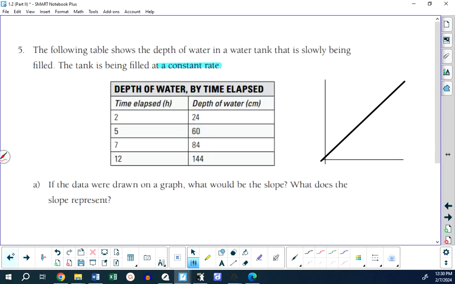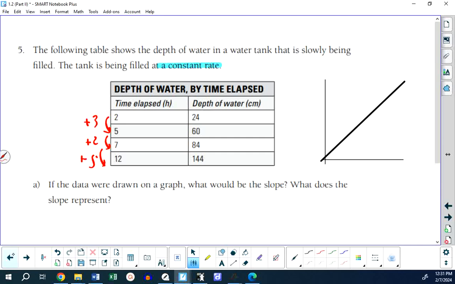So with this question, I said, how can we use the table to determine it's linear? And then I looked at the numbers and I realized we can't. Because look what's happening to x. Plus 3, plus 2, plus 5. It's all over the place. So the only way you could find out if this is linear is to graph it, but we know it's linear because it's a constant rate. So if the data were drawn on the graph, what would be the slope?